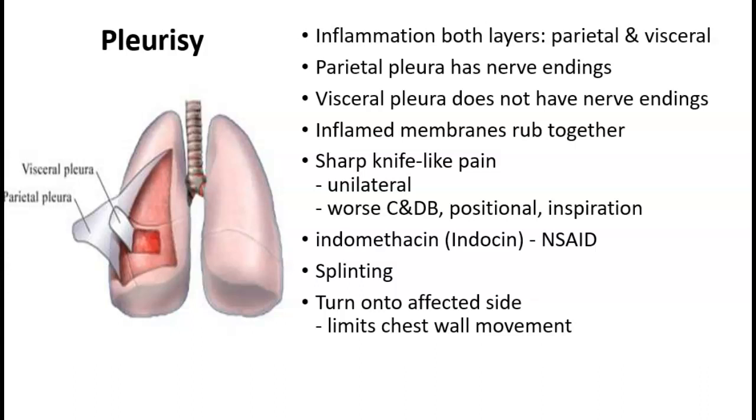The patient, when they have pleurisy, will complain of a sharp stabbing pain, usually one-sided, and it gets worse on inspiration. So if it's inflammation, NSAIDs will generally work, so indomethacin, and again, splinting and turning them on that affected side to reduce the expansion. That's all that's needed there. And then, of course, treat the underlying cause.